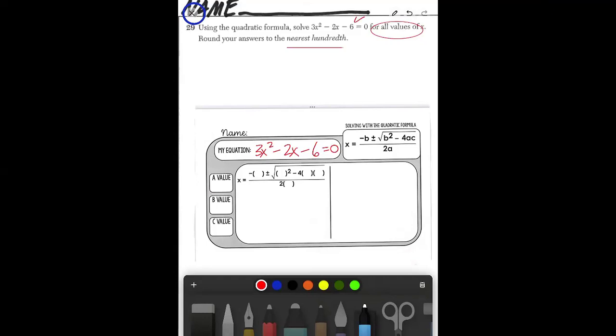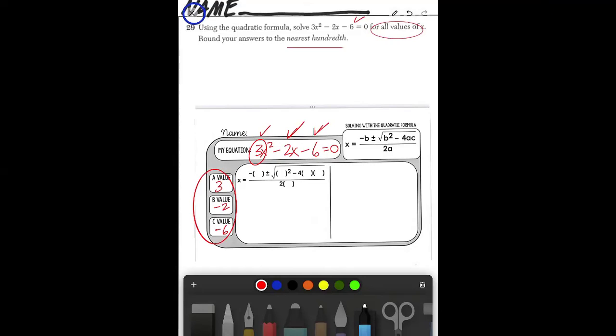Now, you're going to take the coefficients and put those in the A, B, and C boxes. The leading coefficient is the A term, so this is going to be 3. It's not 3x squared; the leading coefficient is 3. The coefficient of the x term is -2, which is B. And then C is just the constant, so it's going to be -6. These values are what we're going to use to solve this quadratic equation.